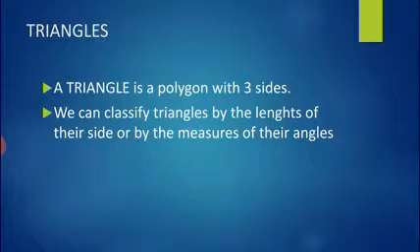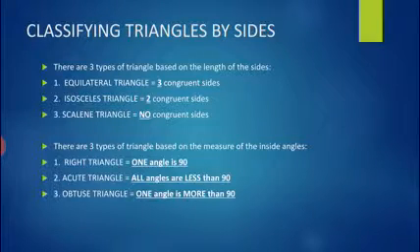We said that a triangle is a polygon with three sides. We can classify triangles by the length of their sides or by the measure of their angles. If we classify the triangles by the sides, we have the equilateral triangle when we have three congruent sides, the isosceles triangle when we have two congruent sides, and the scalene triangle when we have no congruent sides. So by the sides we have equilateral, isosceles and scalene.